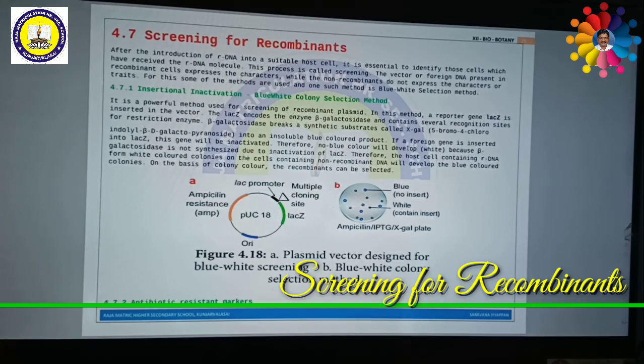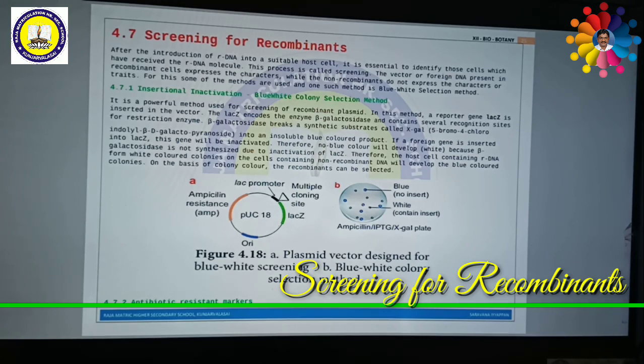It is a powerful method used for screening of recombinant plasmids. In this method, a reporter gene called LacZ is inserted in the vector. That means the plasmid is cut with the restriction endonuclease, and we add the gene of interest. Along with the gene of interest, we also add a specialized reporter gene called the LacZ gene.